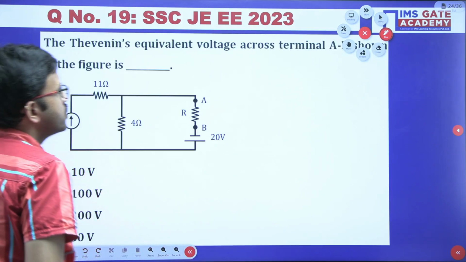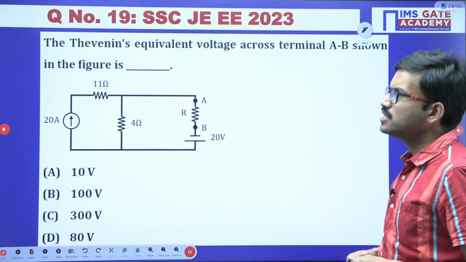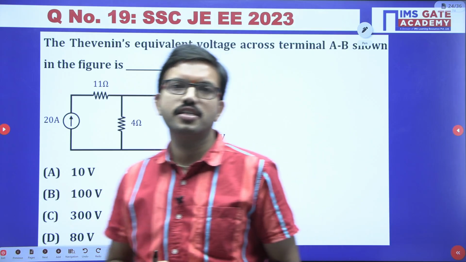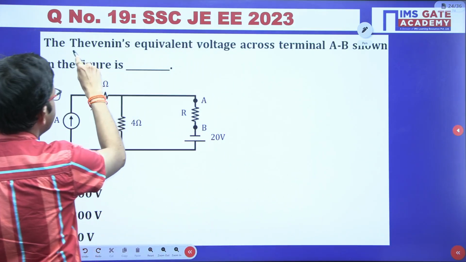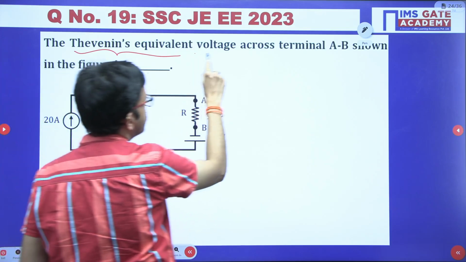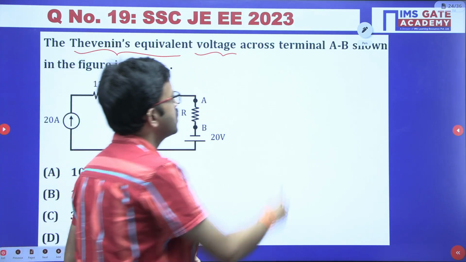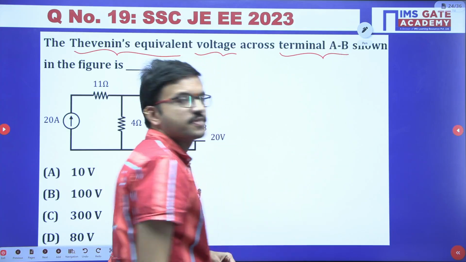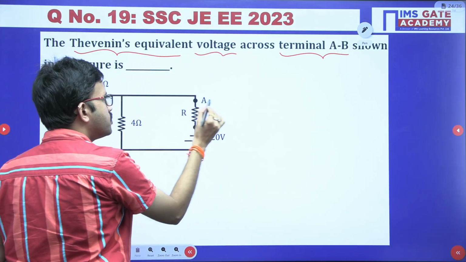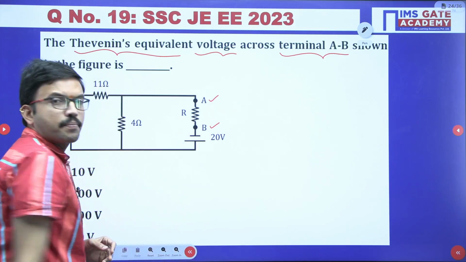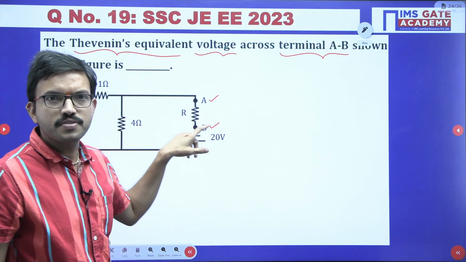Yeah, next question, all of you give a try. This is the question based on Thevenin's theorem. In this question they are asking for the Thevenin's equivalent voltage across the terminals A and B. Here you can observe you are having the terminals A and B, right? But across the terminals A and B you are having one resistor.